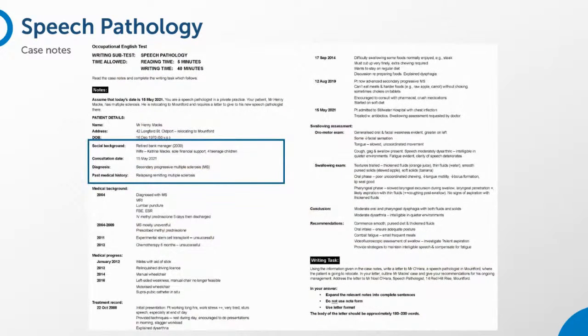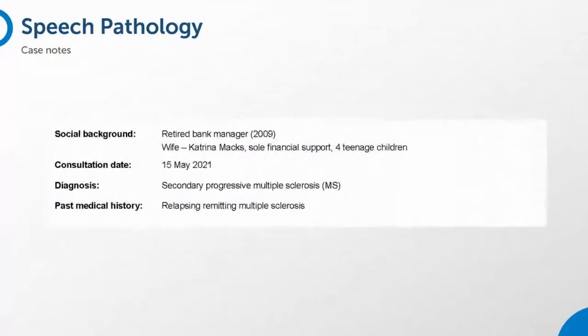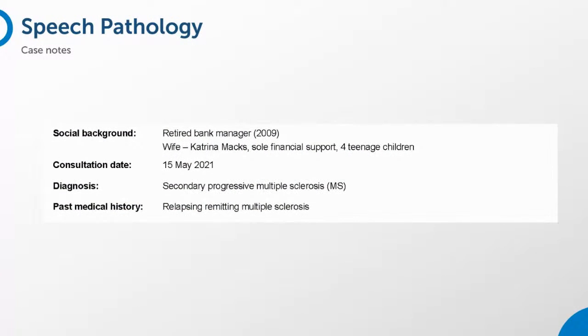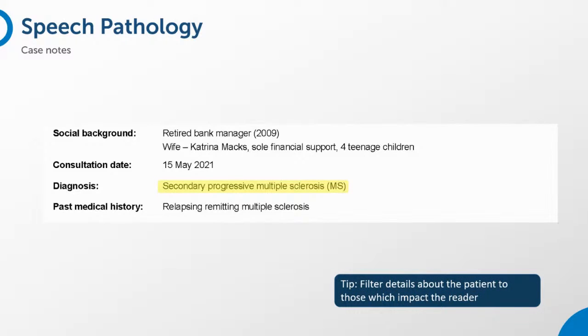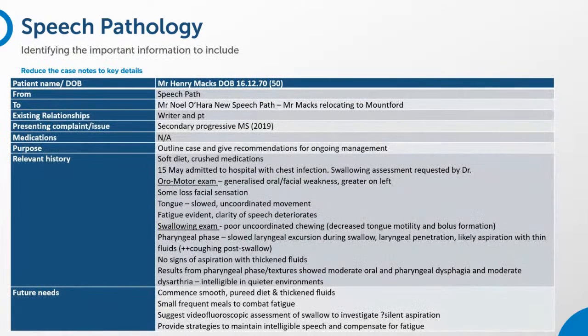Looking at the final section of the case notes, we can see that the only detail from here which is useful to mention is that the MS that the patient has is secondary progressive. So you need to look at these case notes, filtering them for details about the patient which impact the reader and omitting everything else. So here on the screen is a table of that most important information, and this will help make writing the letter easier.